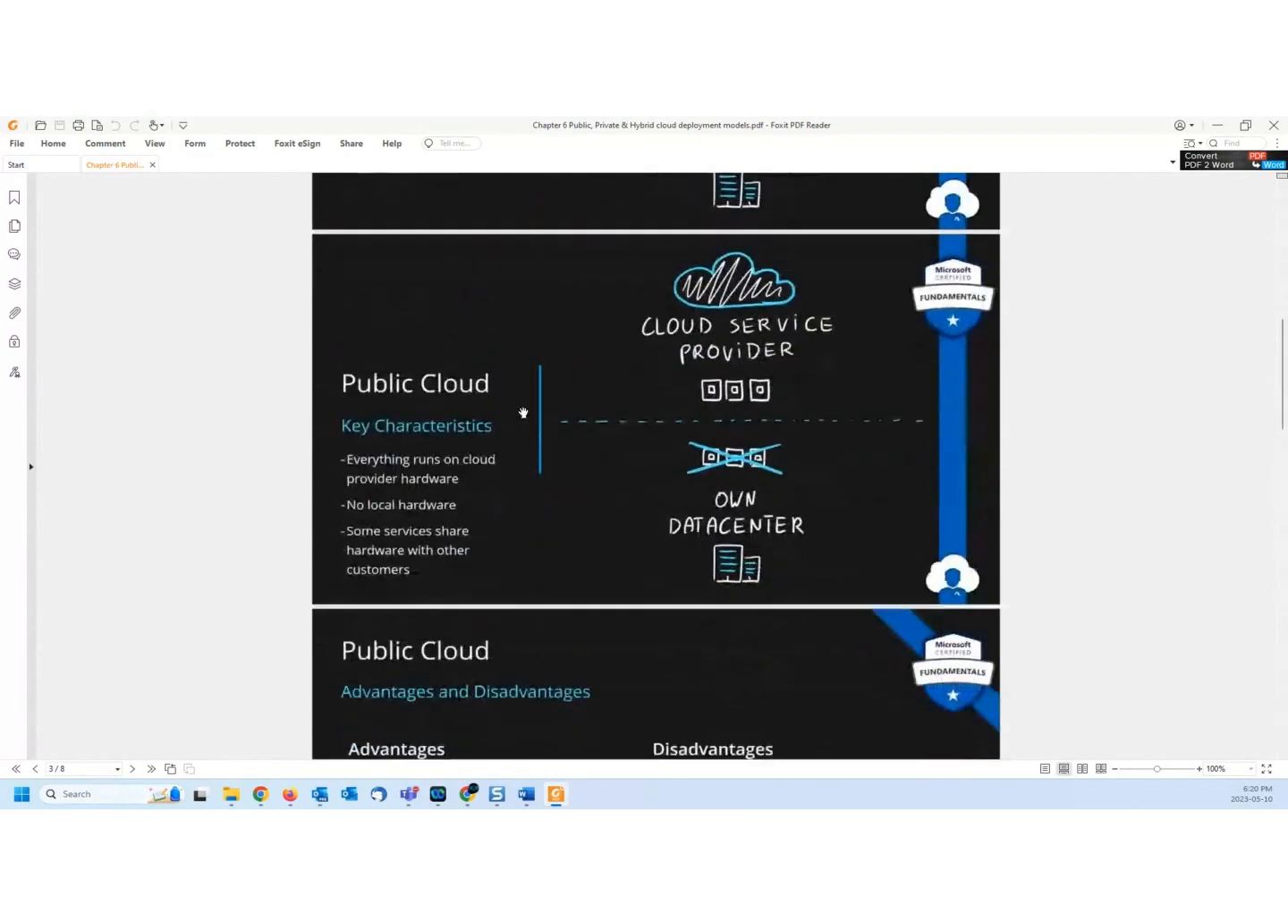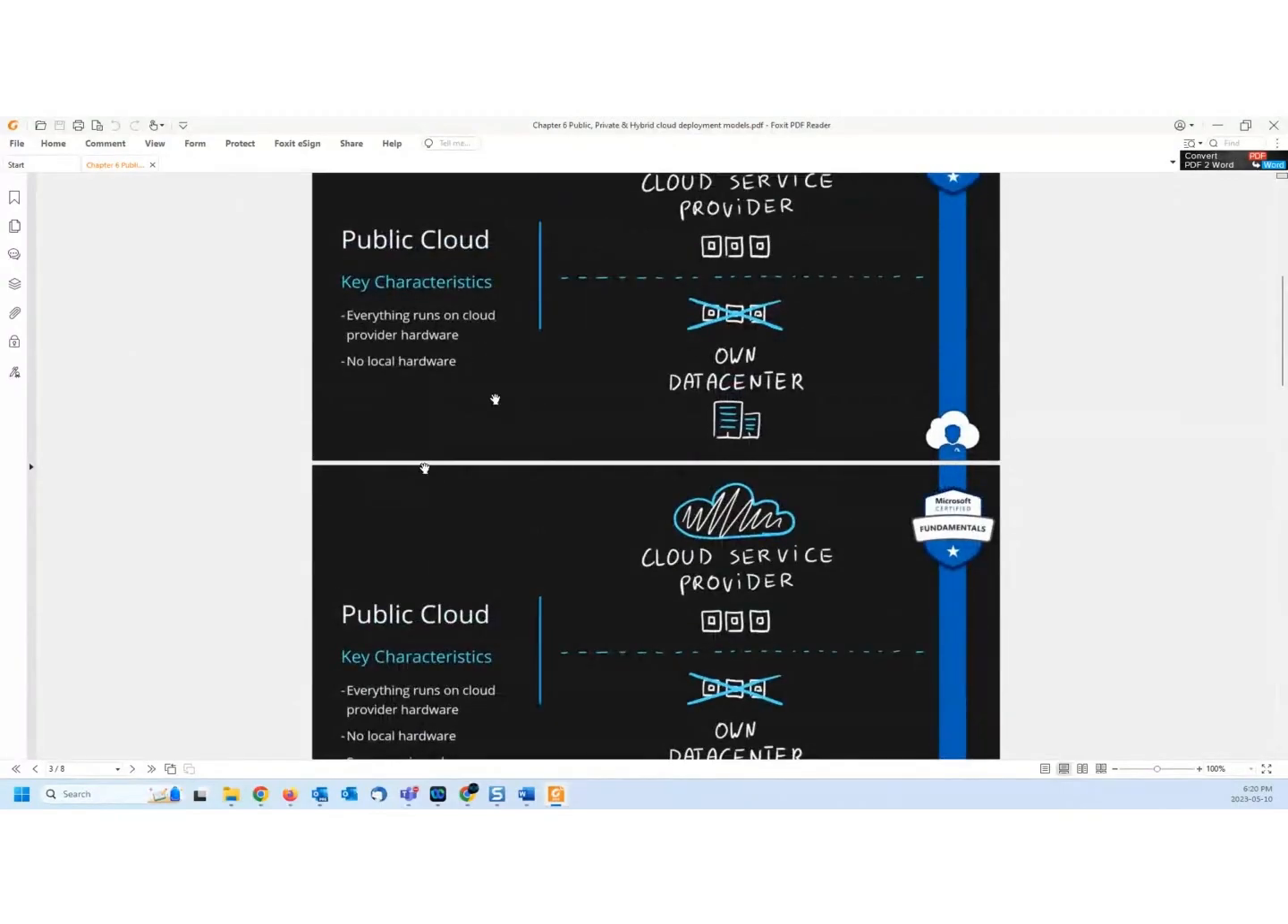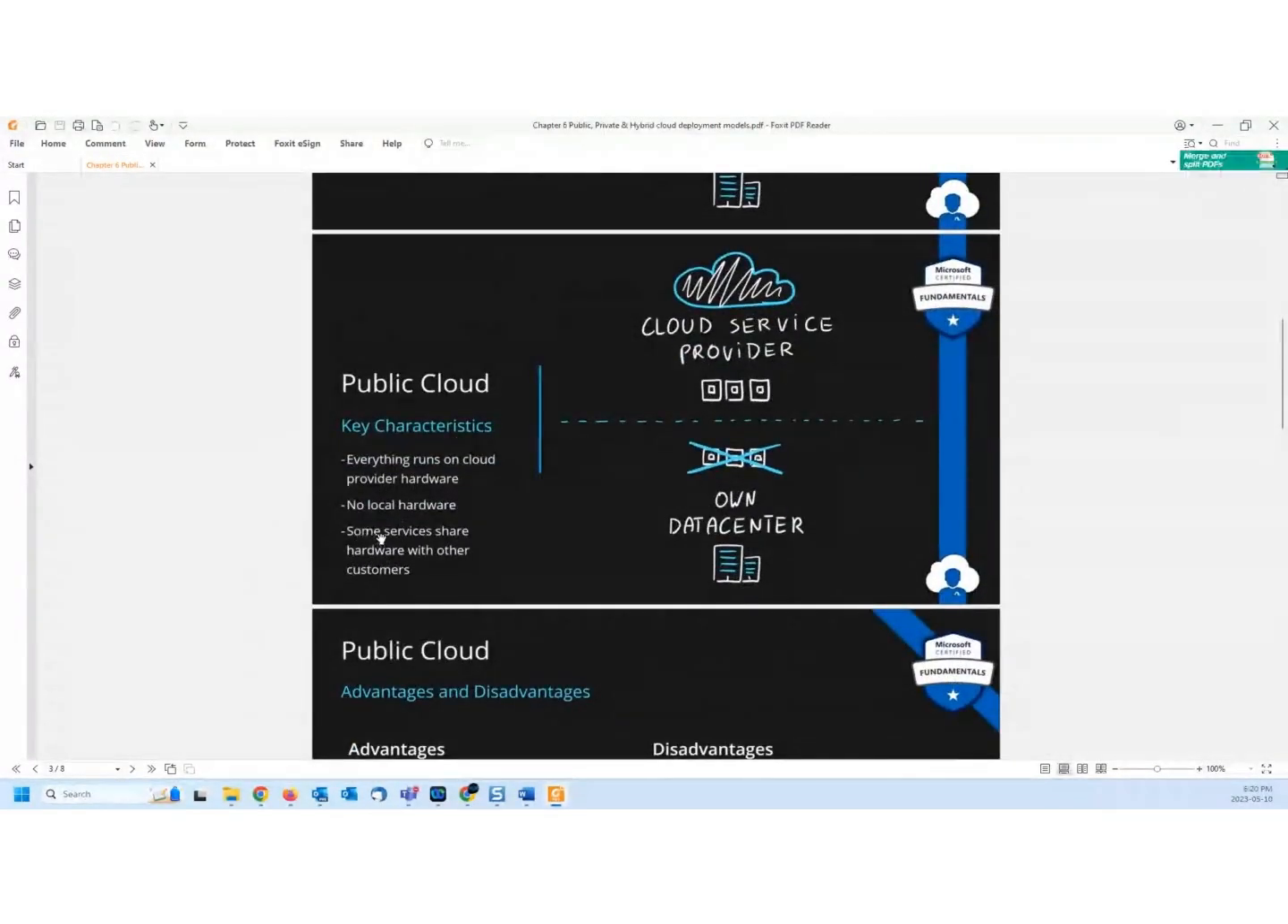In the public cloud, the other key characteristics are, so you might see some repetition, but when I'm making some slides, I will just repeat some PowerPoints. I will not repeat those, but this is the additional point. Some services share hardware with other customers, and this is what bothers people in the healthcare industry as well, that we don't want to share anything. Well, it is not an actual sharing. Everybody will have their slice in the public cloud, but it will not mingle. But it is what it is.